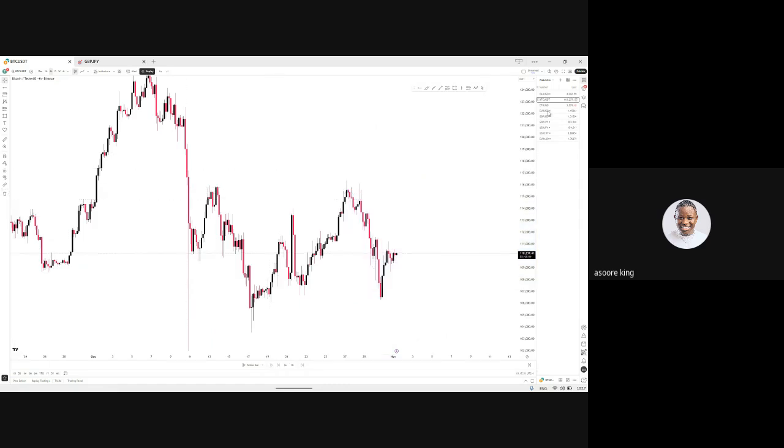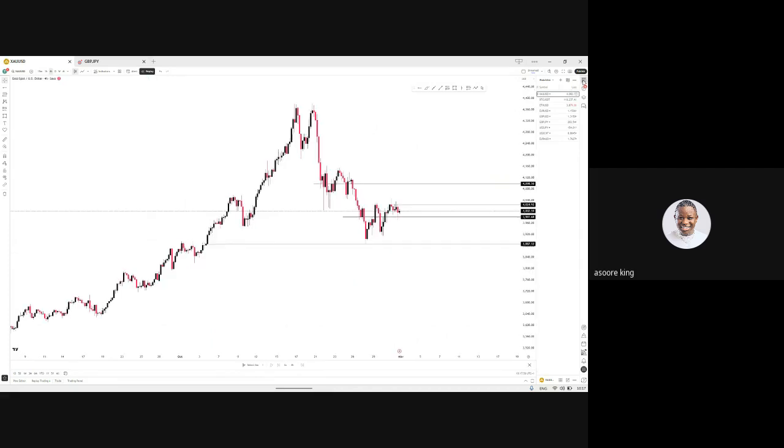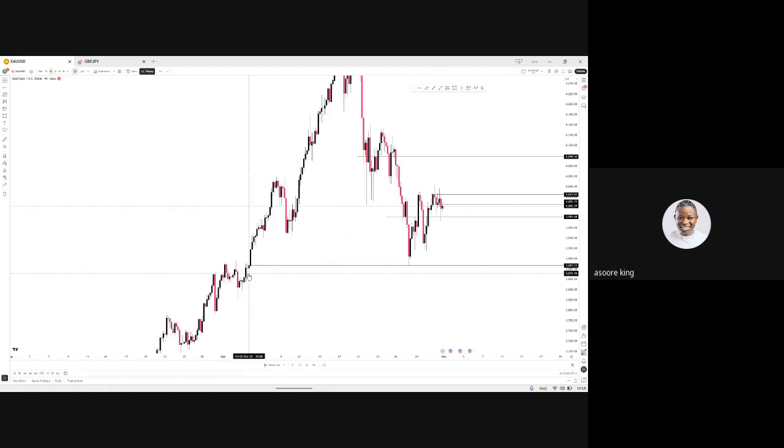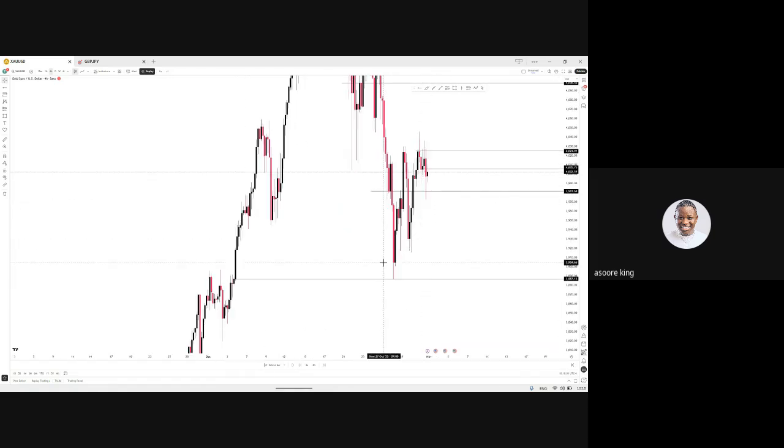You can see I've done a lot. So for gold also, I don't have anything to do on gold now. This was the level I marked on the monthly, price tapped into it. Well, after tapping into it, it did not come back to this place for me to buy. I don't want to enter rush. I don't want to rush it.